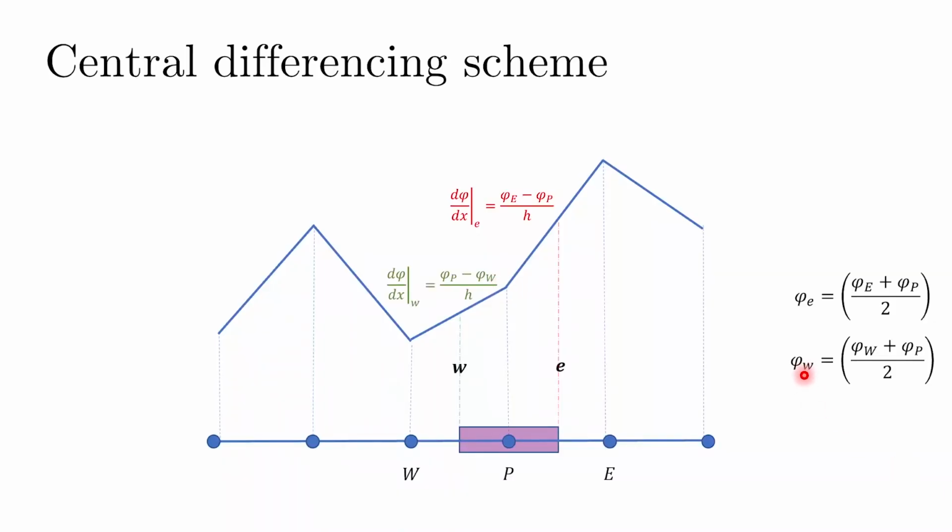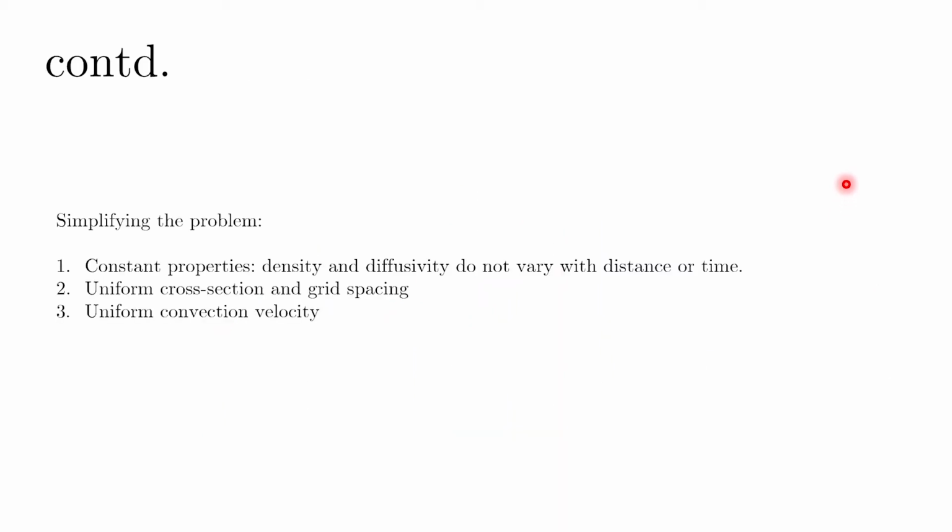So we have similarly phi at small w equal to phi at capital W here. So I'm talking about this line here. So phi at small w is phi at capital W plus phi at capital P divided by 2. So we're going to use these 4 formulas in the governing equation, or the discretized version of the governing equation. So let us look at that for now.